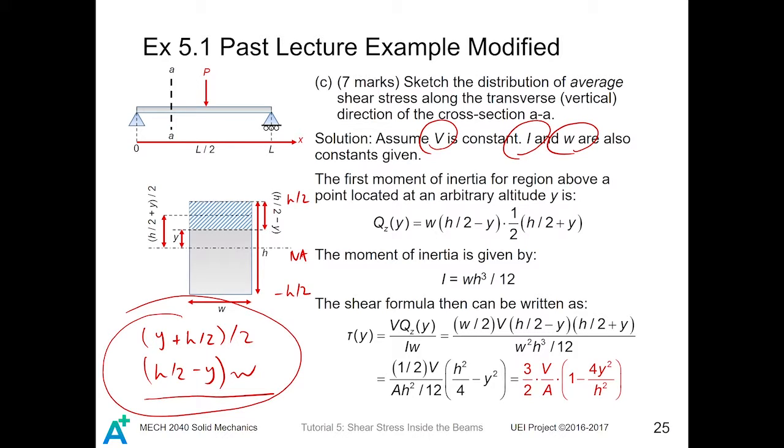Now we do some cancellation regarding the shear formula. We know that this w can be cancelled with this w. Then the denominator only has wh cubed remaining. But we know that the cross-sectional area of this cut surface is given by wh, which means we can rewrite the wh cubed to be A h squared. Then we further simplify this expression by taking h squared divided by 4 out from this bracket. Then we get the result, which is 1.5 times V divided by A times 1 minus 4y squared divided by h squared.